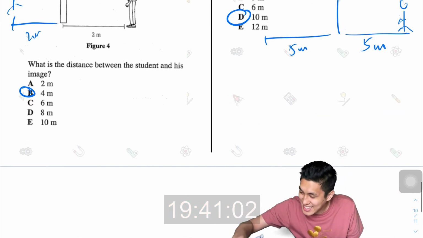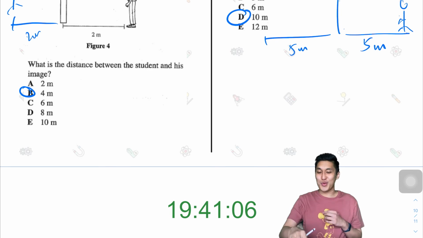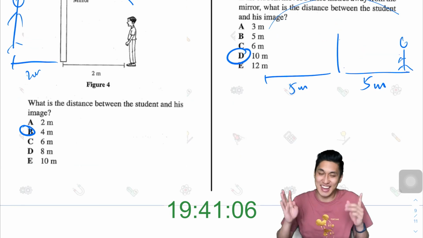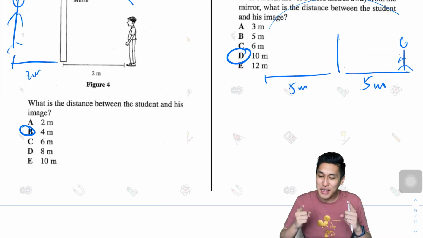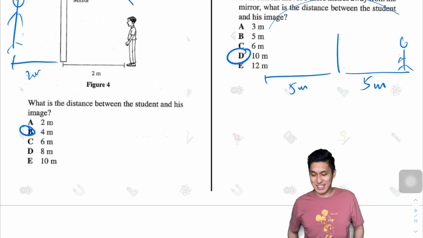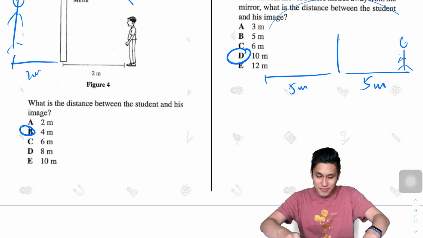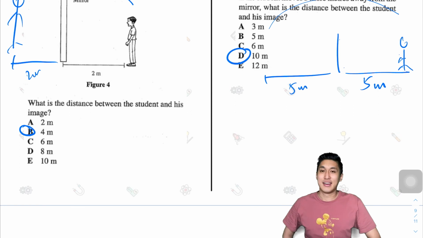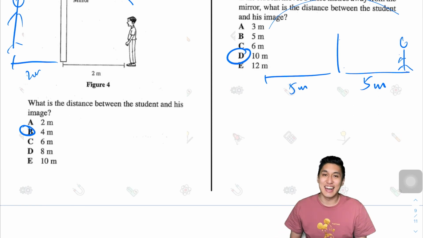Okay, and that's done. Woo! Almost ran out of time there. Okay, 19 minutes and 41 seconds. All right, so yeah, okay, hopefully you guys enjoyed that, right?